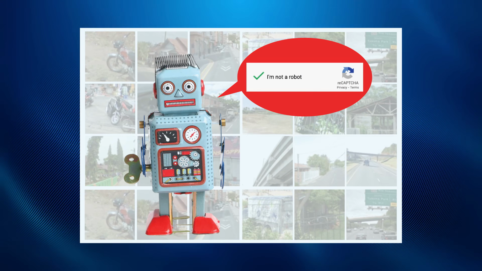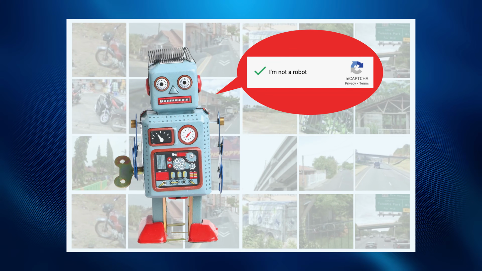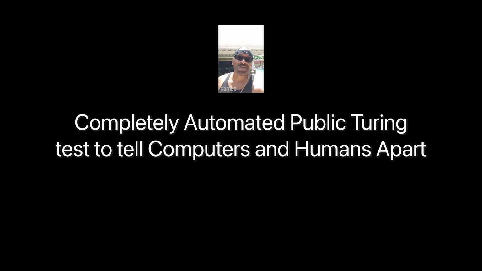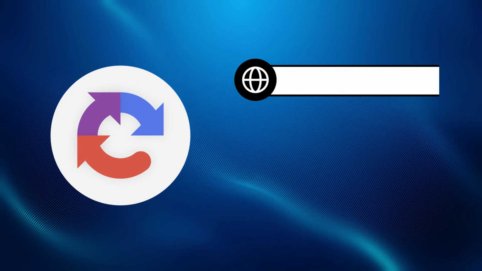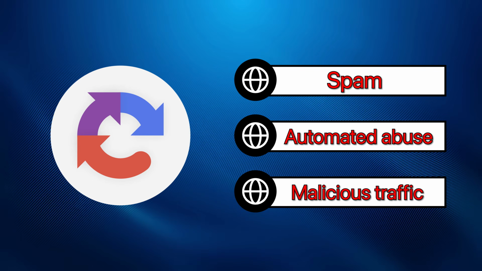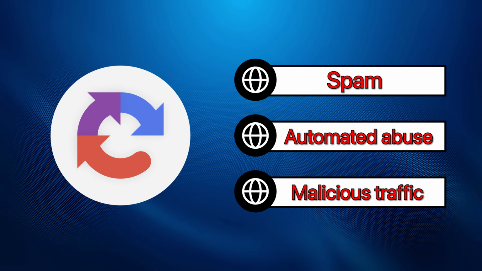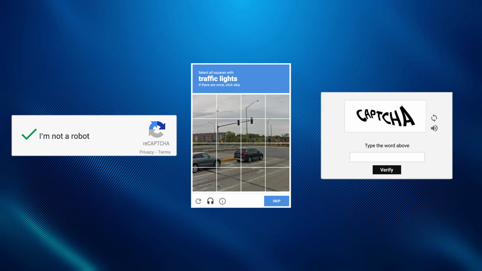Now, a CAPTCHA is a security tool that is used to check that a user is human and not a bot. It actually stands for Completely Automated Public Turing Test to tell computers and humans apart. Y'all didn't know that, huh? It's quite a long name, but its purpose is to protect websites from spam, automated abuse, and malicious high-volume traffic. It does this by asking you to complete simple tasks like clicking a checkbox, identifying images, or solving distorted text.